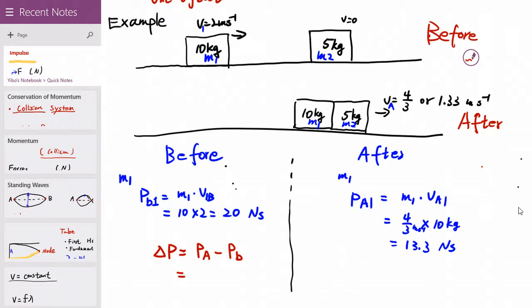So if you put the numbers in, afterwards is this much, before is this much. The change in momentum is minus 6.7 Newton seconds. Also, remember the change in momentum. Well, I'll do it in the next row.